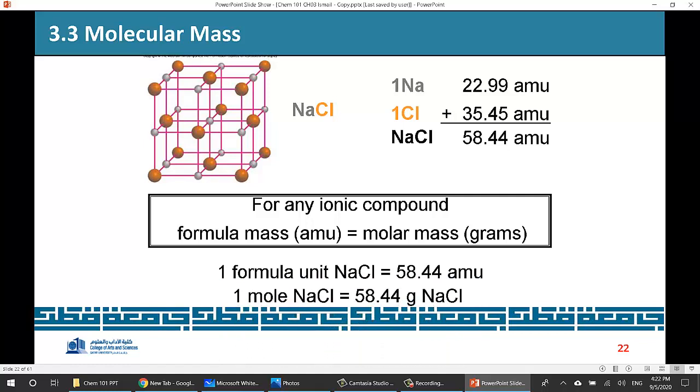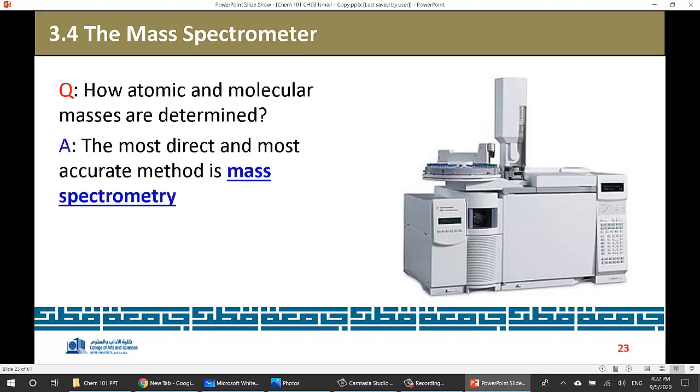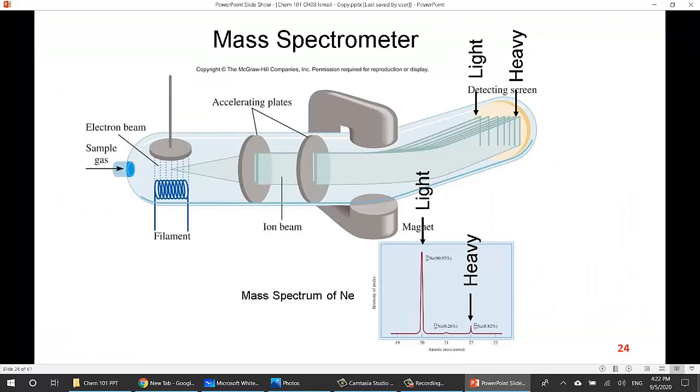Again, the unit for this is either 58.44 AMU or 58.44 gram per mole of NaCl. So how do we actually measure the atomic masses? We measure the atomic masses using an instrument called a mass spectrometer. This is a modern picture of a mass spectrometer, which comes in different shapes, sizes, and applications. But the idea here is we inject a sample of the element that we need to study.